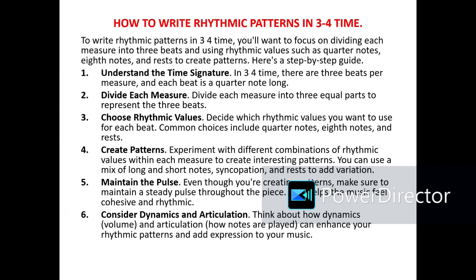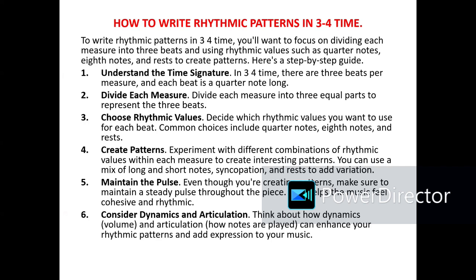3. Choose rhythmic values. Decide which rhythmic values you want to use for each beat. Common choices include quarter notes, eighth notes, and rests. 4. Create patterns. Experiment with different combinations of rhythmic values within each measure to create interesting patterns. You can use a mix of long and short notes, syncopation, and rests to add variation. 5. Maintain the pulse. Even though you're creating patterns, make sure to maintain a steady pulse throughout the piece. This helps the music feel cohesive and rhythmic.